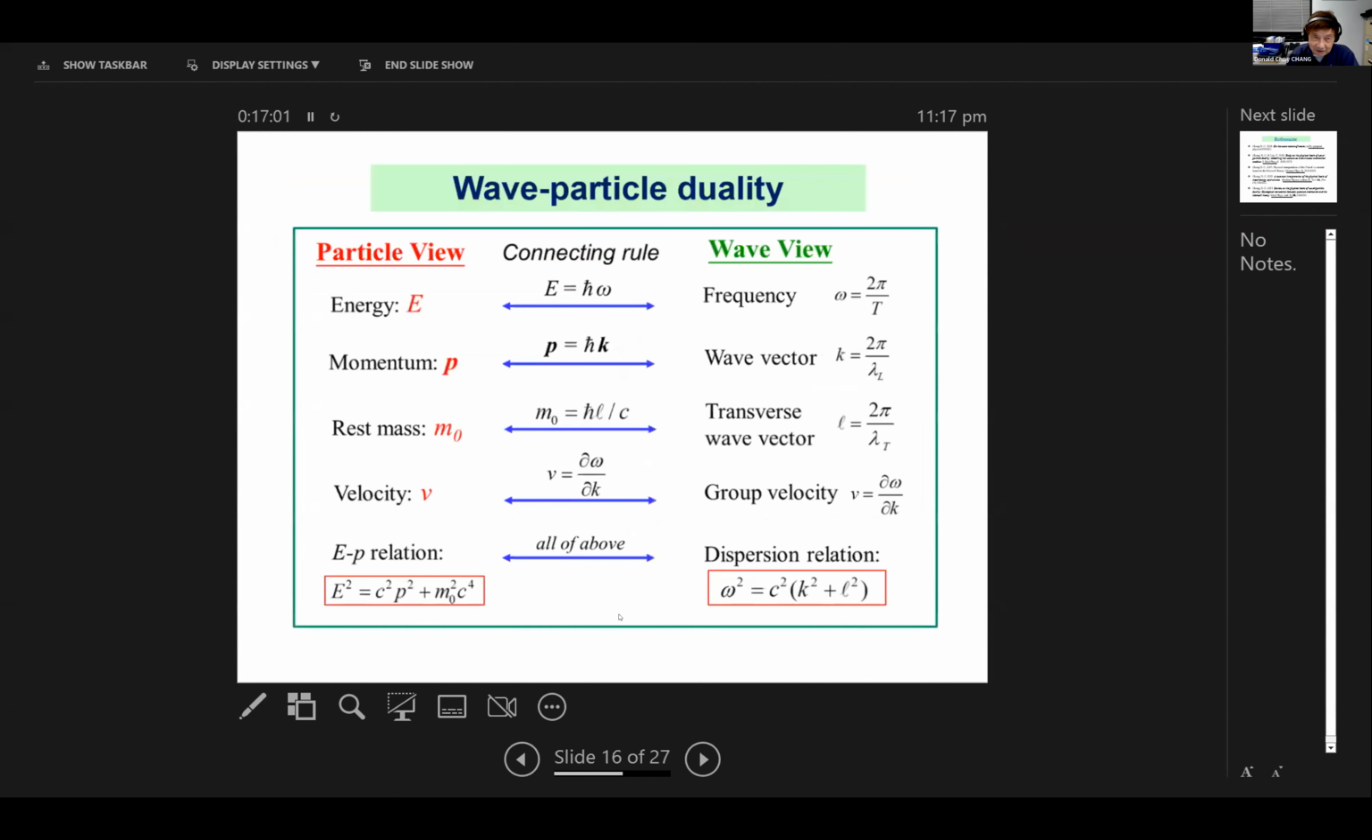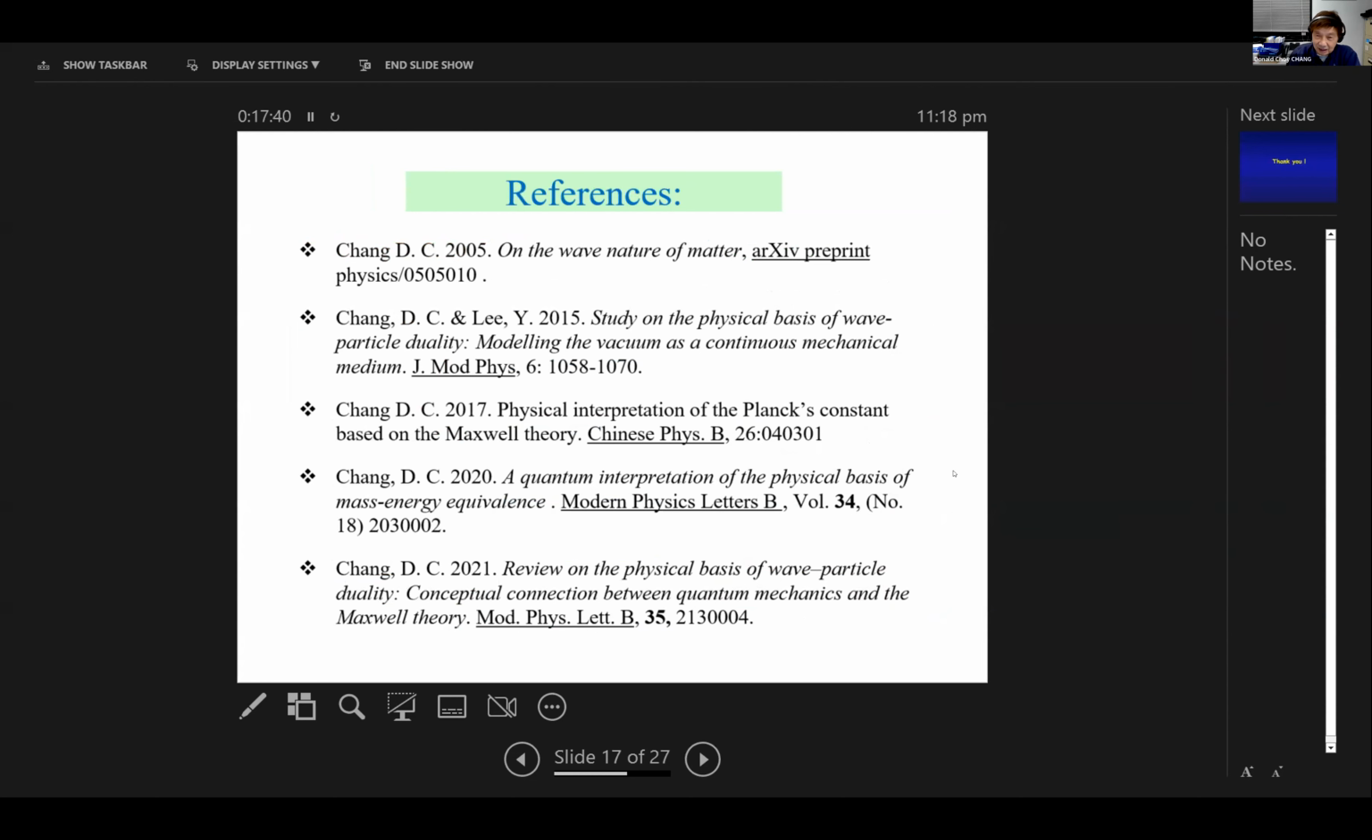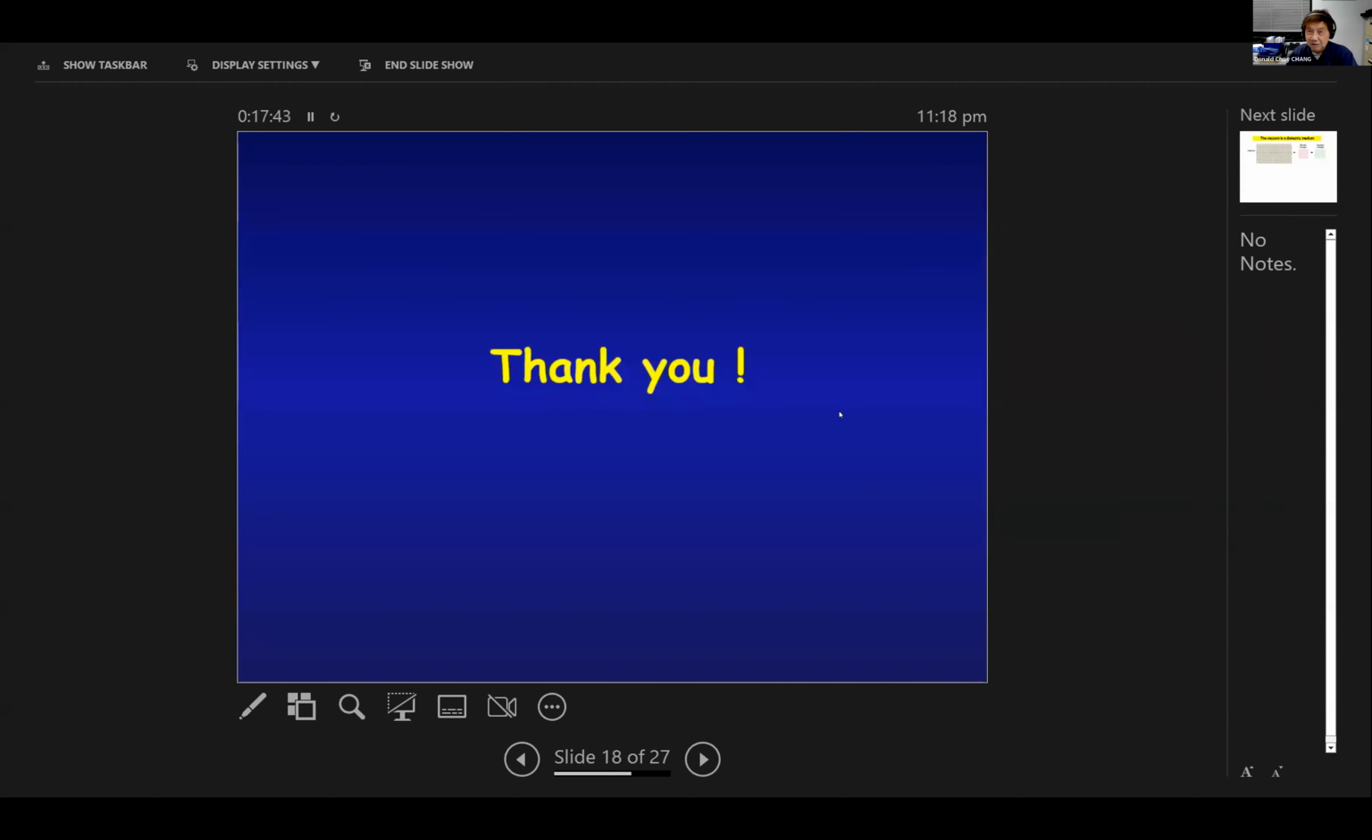Finally, why do we think the wave can represent a particle? Even though at the quantum, microscopic level they are waves, at the macroscopic level they look like a particle. And that's because there's a one-to-one correspondence. The frequency is related to energy, the wave vector is related to momentum, the transverse vector is related to rest mass, the group velocity is related to the speed of the particle, and the dispersion relation is related to the energy-momentum relation. If people are interested, they can look up some of my previous work. And thank you very much.